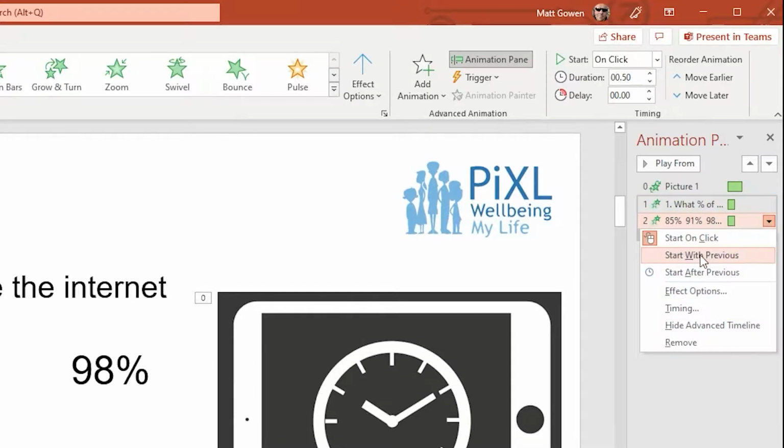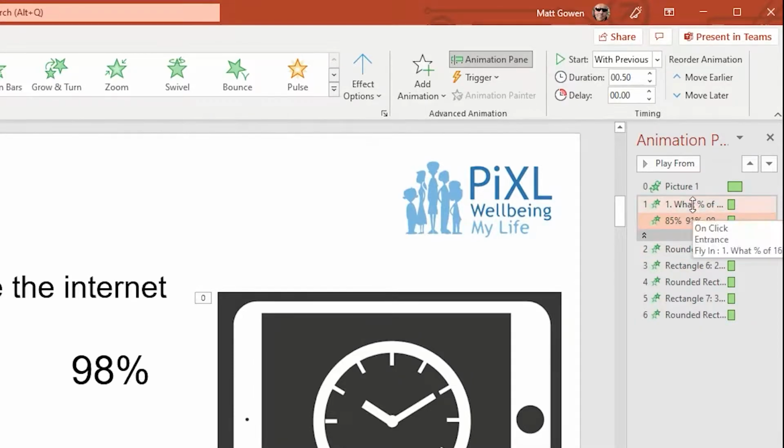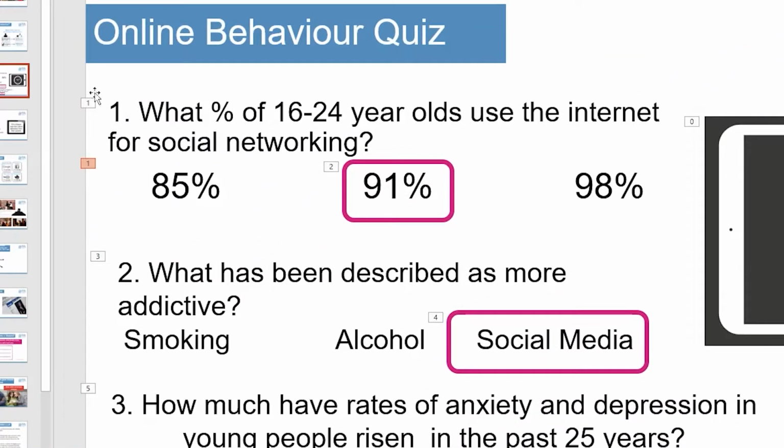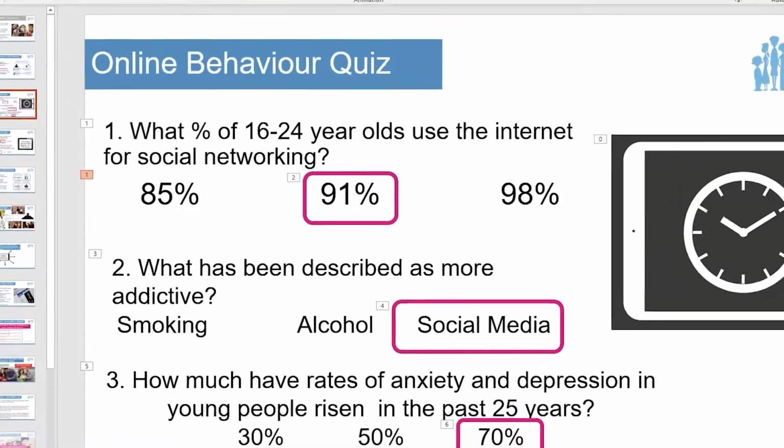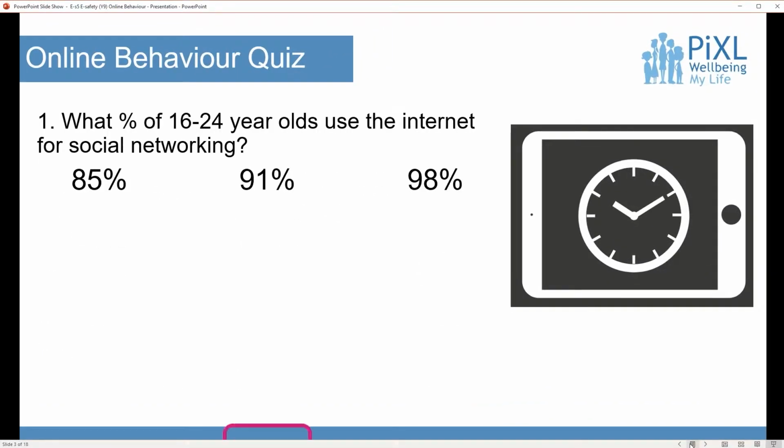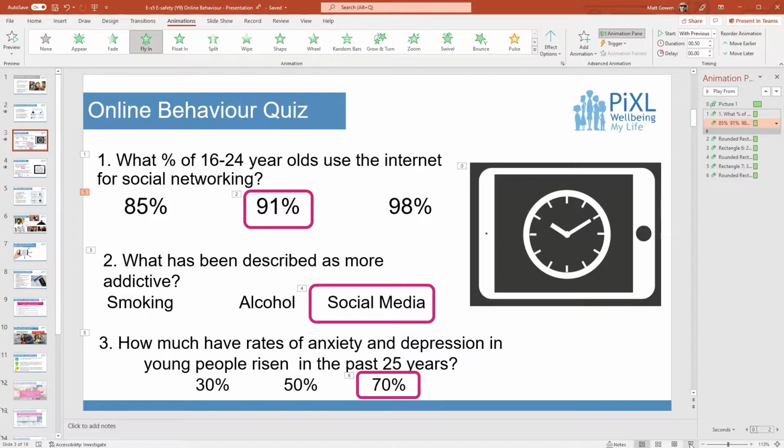So here I can use With Previous, which means both of these animations will actually happen at the same time. And notice there's now two 1s in the list. So the bottom line is you can control when items appear as you click. So I want to add some in-slide animations to each of your slides to make it more interesting.